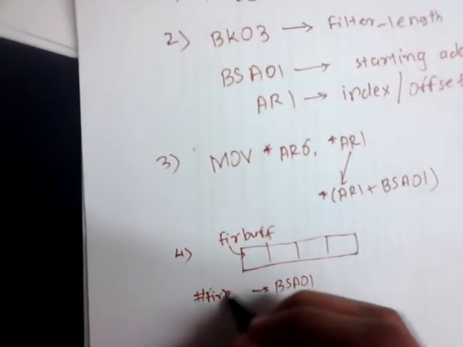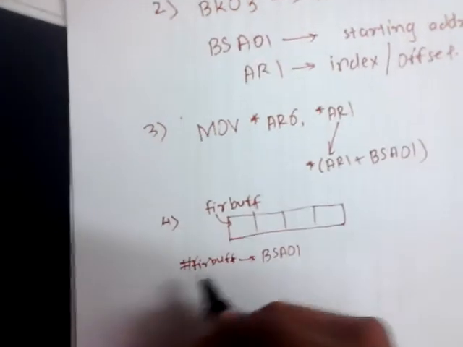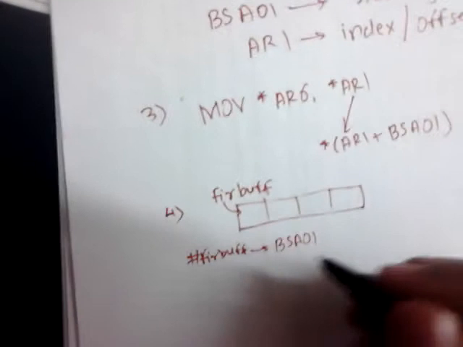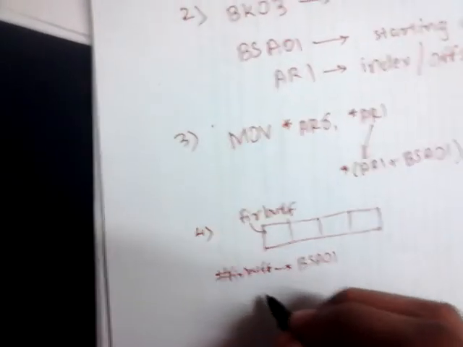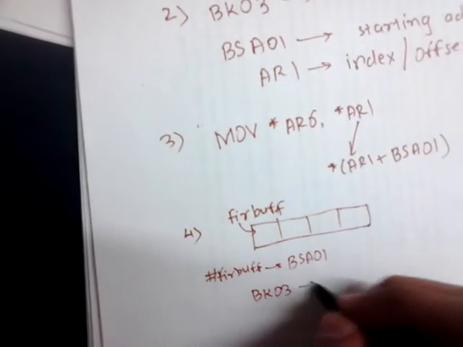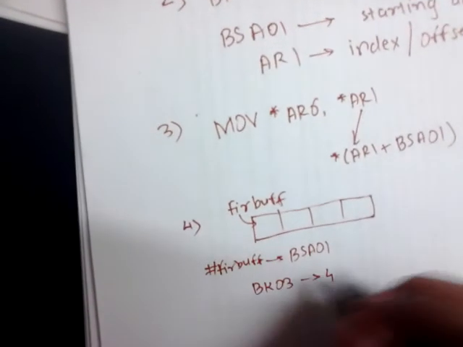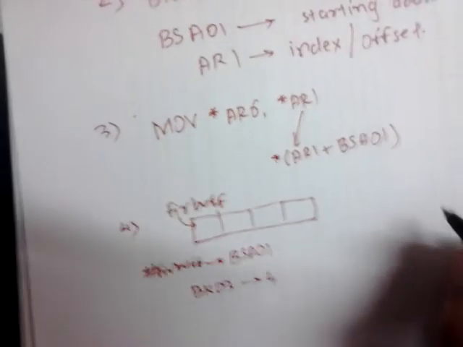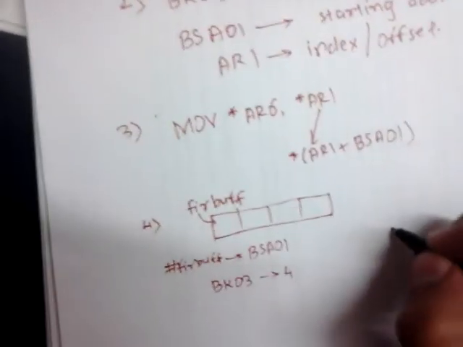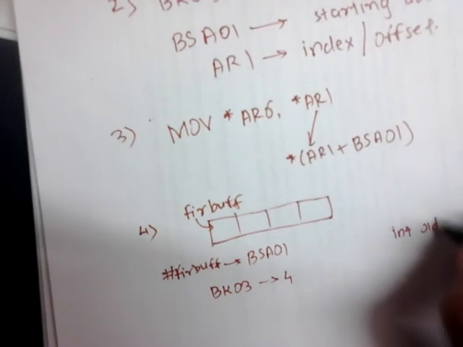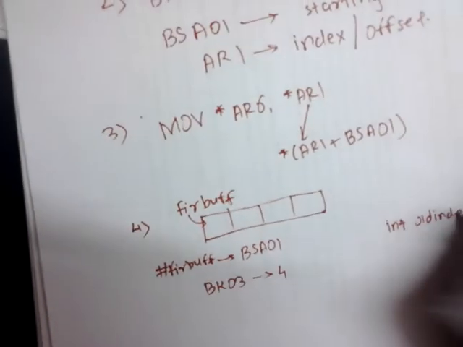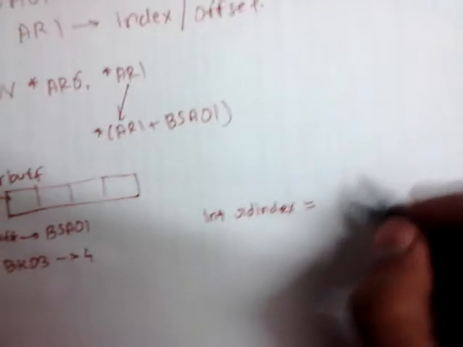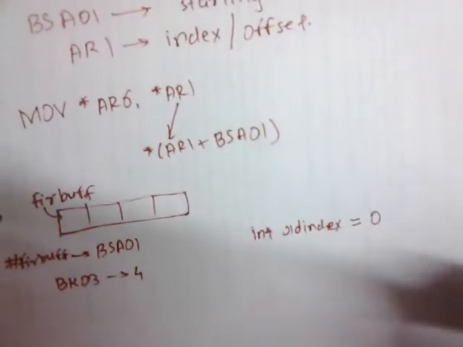Hash FIR buff. We are using hash since it is an immediate value, so compiler needs to know whether it is immediate value or some constant like that. And then BK03 will contain length of buffer, which is 4 in this case. And declare a variable old index, like we do in C, like int old index equal to 0, and initialize it to 0.